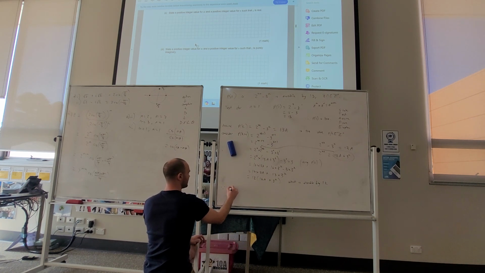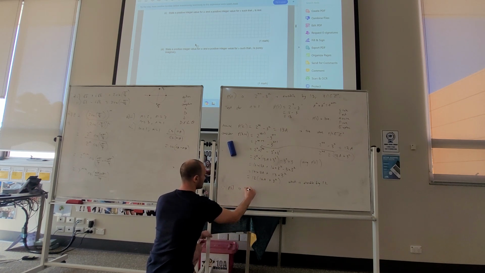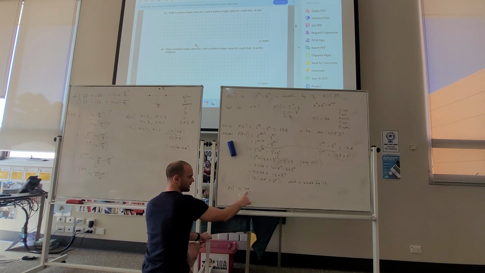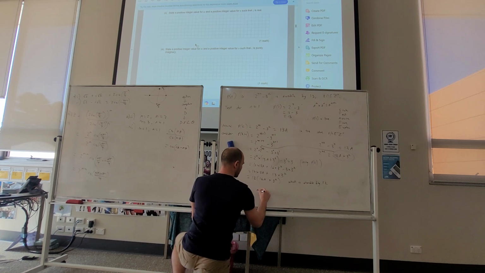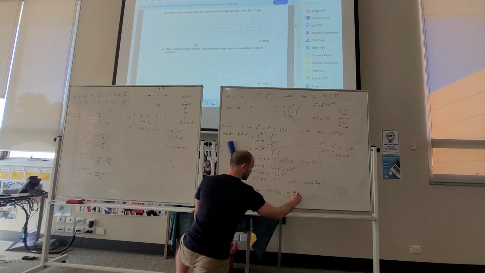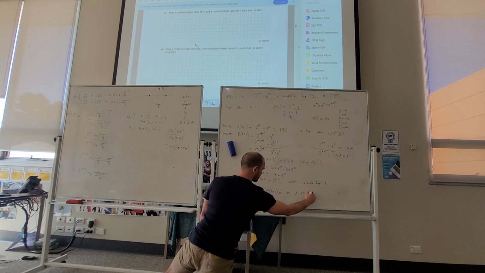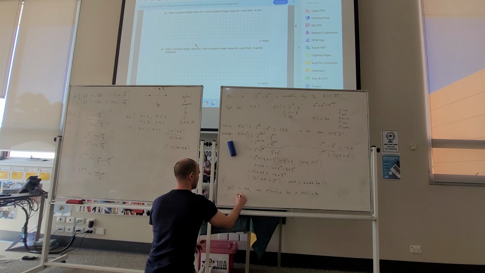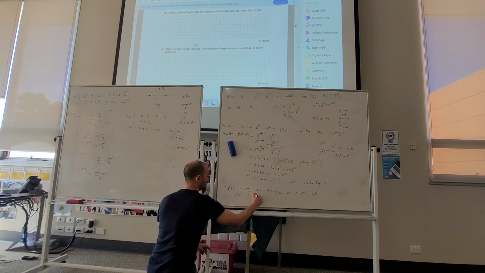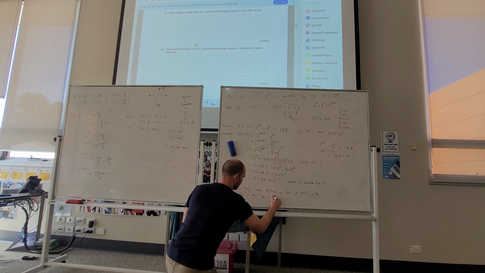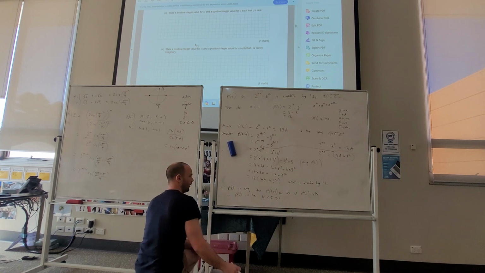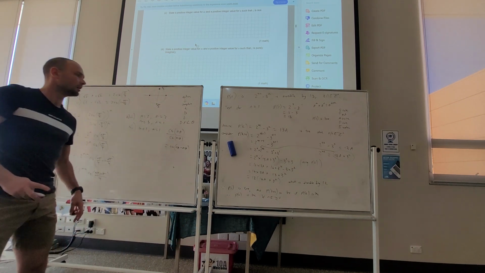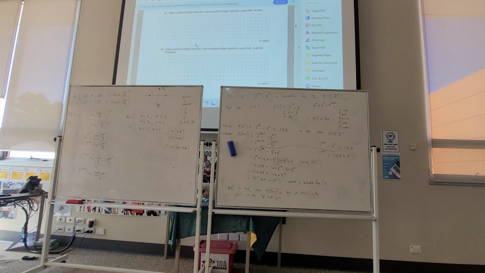Explaining, because P of 1 is true, because our test case is true, and P of k plus 1 is true if P of k is true, therefore P of n is true for all n in the positive integers by PMI. Beautiful. What a beautiful proof that is.